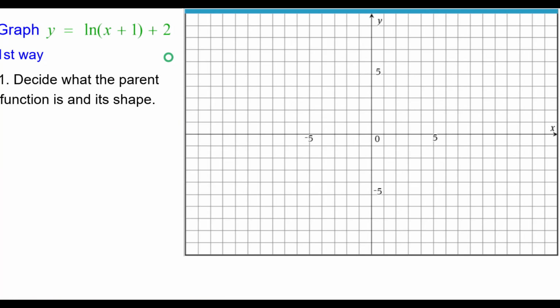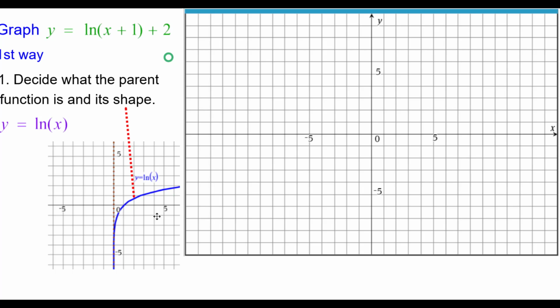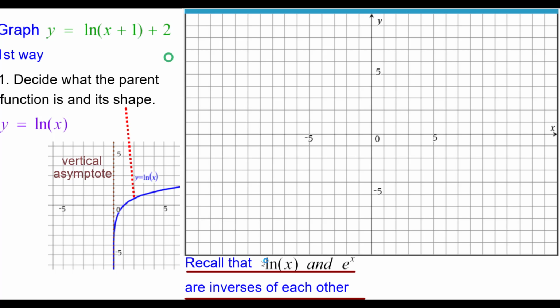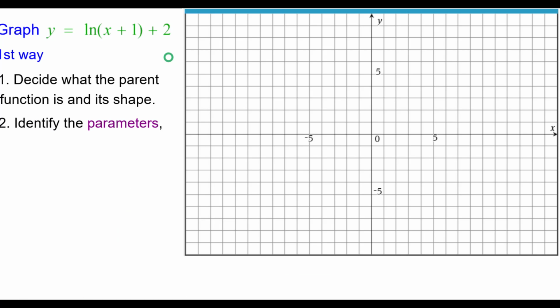First, we need to decide what the parent function is and its shape. It's y equals natural log of x, and this is its shape here. Looks like an easy chair kind of dumping you out. Keep in mind it also has a vertical asymptote. And natural log and e to the x are inverse functions, meaning you interchange the x and y coordinates.